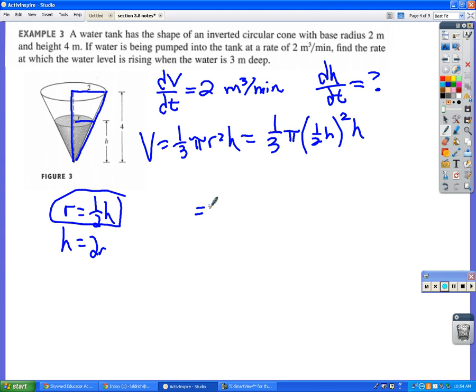All right, so this simplifies to what? What does this all simplify to? 1/6. No. 1/12. 1/2 squared is 1/4. 1/4 times 1/3 is 1/12. So this is 1/12 pi h cubed. And so we just had to make that one little extra step in there, and that wasn't too bad.